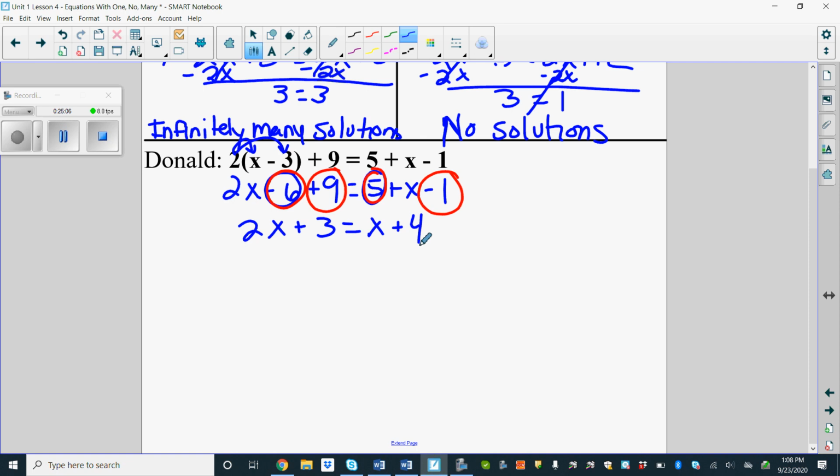Now, if you wanted to stop here, you could say, I know this will have one solution. Because if they're not asking you for the solution, you don't need to solve for it.